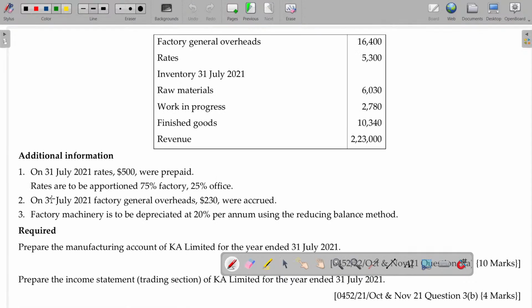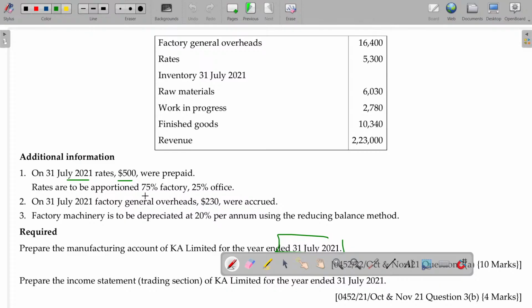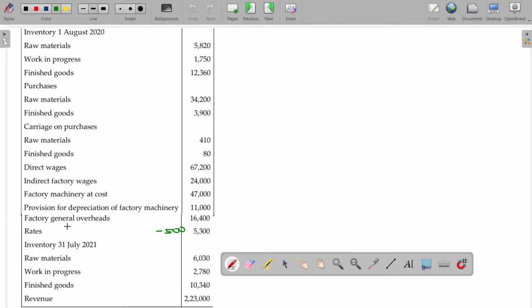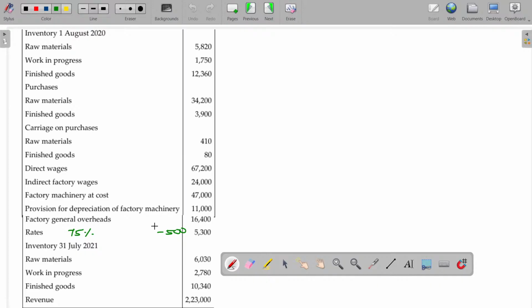Now, on 31st July 21, rates 500 were prepaid. Year end being this one, so prepaid is there in rates. Rates prepaid will be subtracted. 75% is for factory. So you have to prepare manufacturing account and trading section of the income statement. So only 75% matters for us. And on 31st July 21, factory general overheads 230 were accrued. Also outstanding 230 should be added.